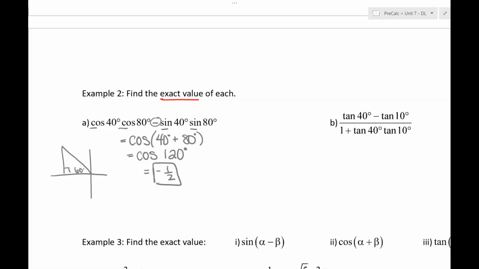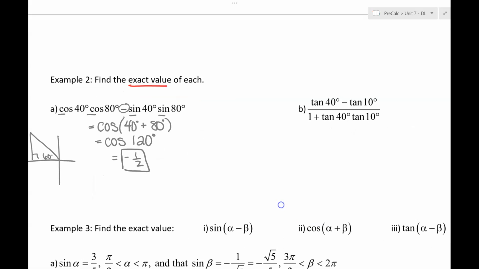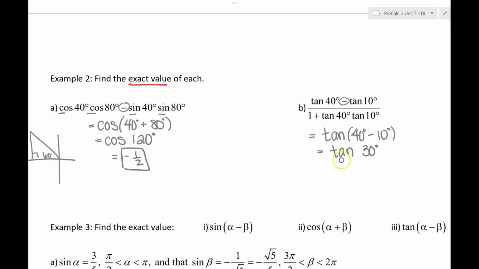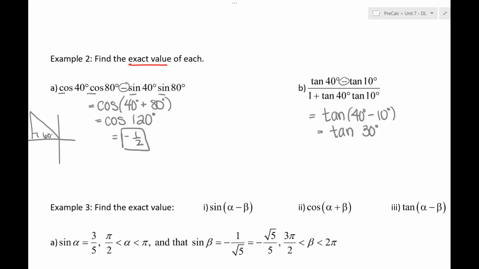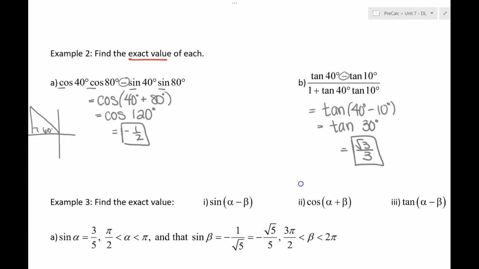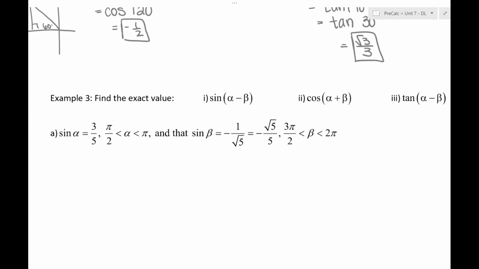Easy peasy. If we look at B, well, yes, it is definitely a tangent. Okay, so same as in the numerator because it's sine over cosine. So I know that this is going to be the tangent of the first angle minus the second, which means that it is the tangent of 30 degrees. Tangent of 30 in the first quadrant is positive, and it's going to be a positive rad 3 over 3. Yeah, those are kind of fun. They're different. Example 3 is a hoot because it involves a little bit of work.